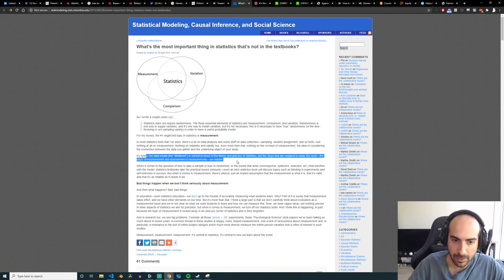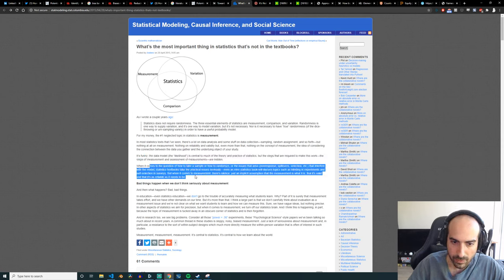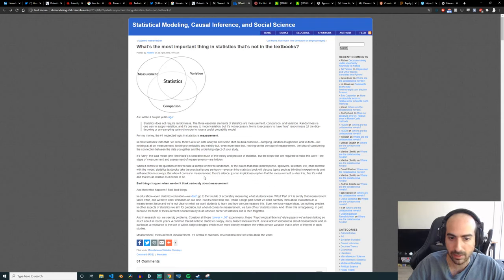It's funny, the data model, the likelihood, is central to the theory and practice of statistics, but the steps that are required to make this work, the steps of measurement and assessment, are hidden. So when it comes to the question of how to sample or how to randomize or the issues that arise that interfere with the model, statistics textbooks take the practical issues seriously. Even an intro statistics book will discuss topics such as blinding and experiments and self-selection.